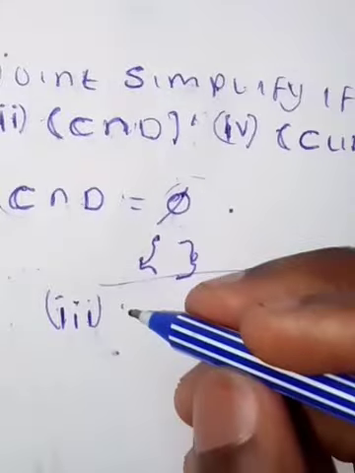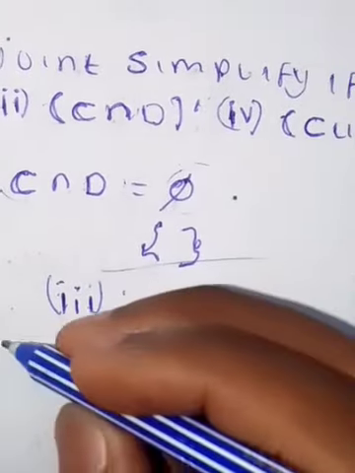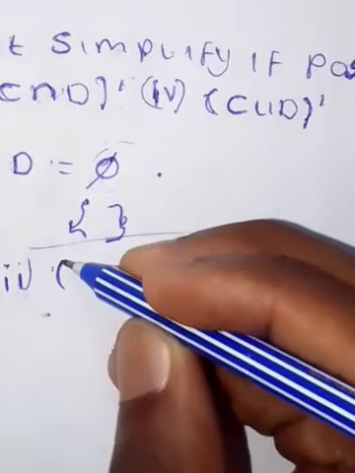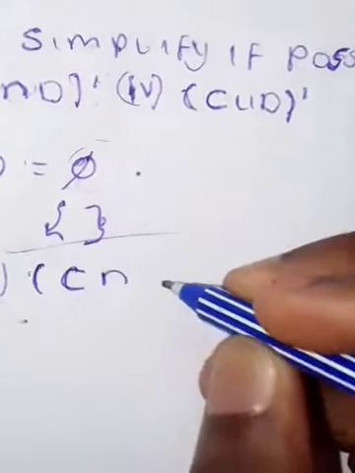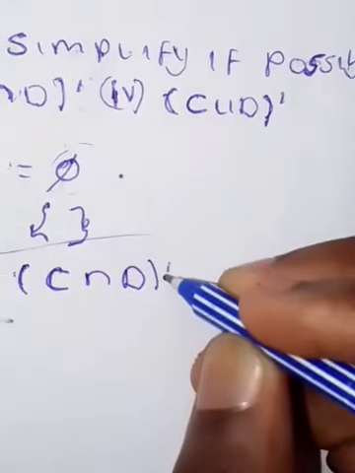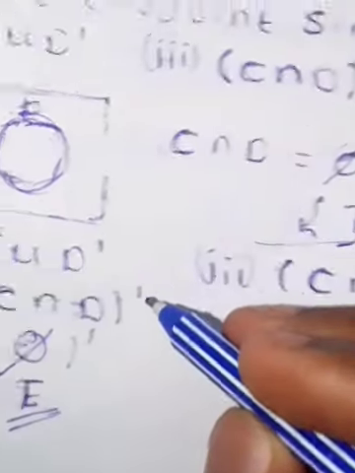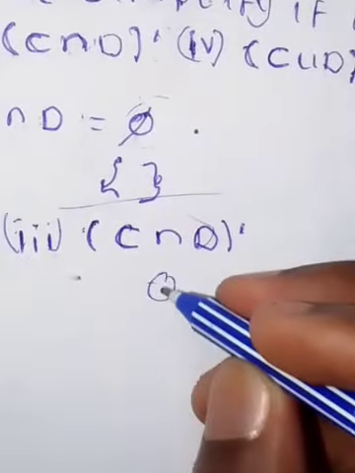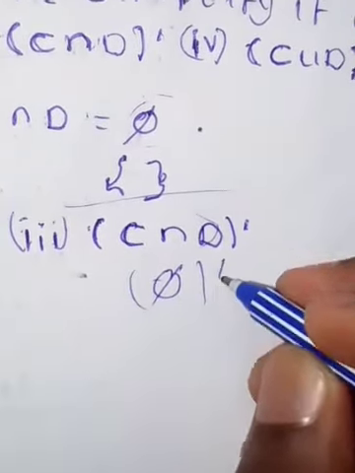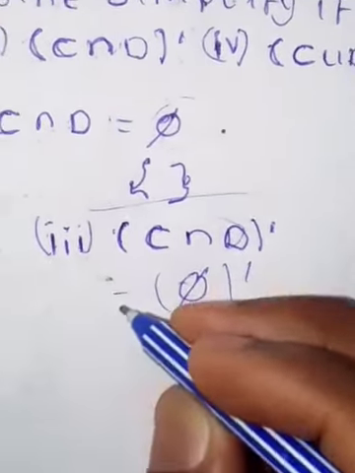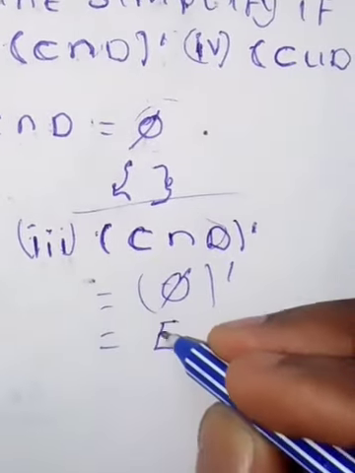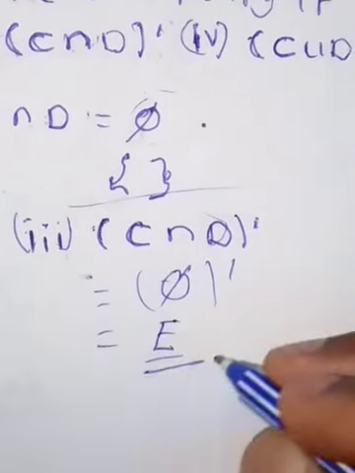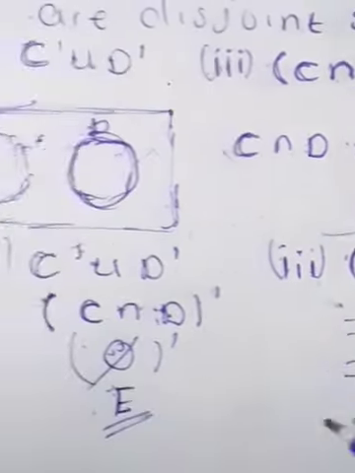So question 3, we've been given C intersection D complement. Now as you can see, it is already in this form. So already here we're going to replace with an empty set complement. It is also going to give us E. So that is the final answer. We have simplified it. Let us look at the last question.